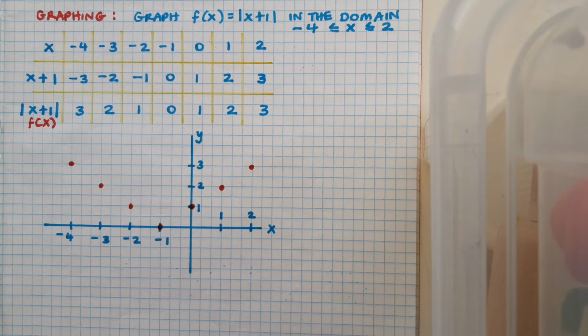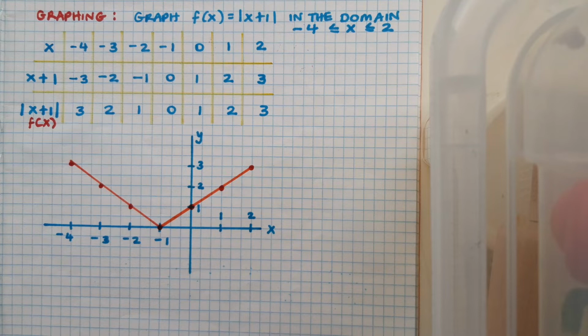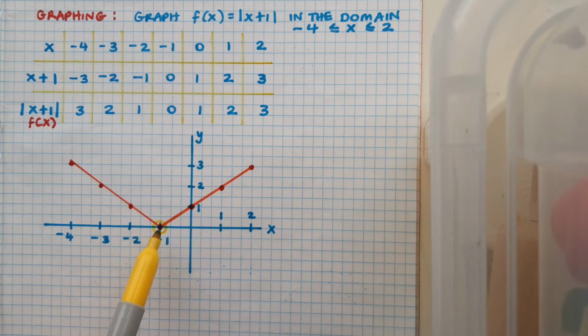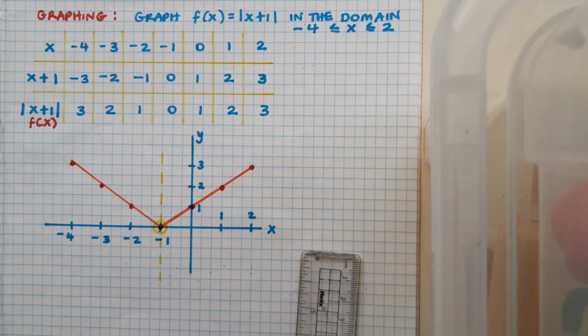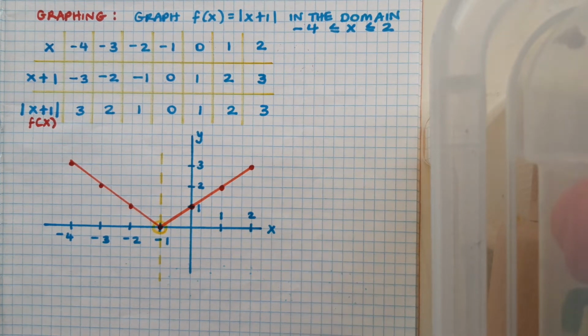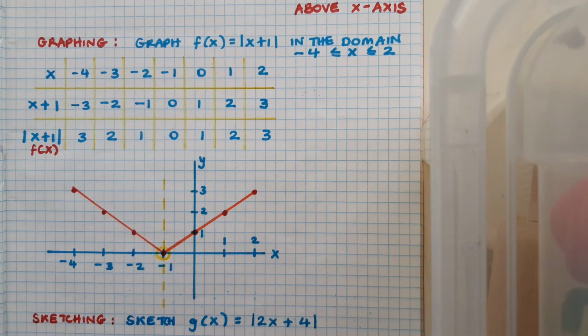Connecting these points gives me my graph of my function f of x equals the absolute value of x plus 1. And we can see that we end up with a V-shaped graph. The graph touches the x-axis, but does not go below it. The graph is also symmetrical, and the line of symmetry is a vertical line through the x-intercept. Speaking of intercepts, the modular function has an x-intercept and a y-intercept, and these can be useful references when sketching a modular function, and we'll look at those in a moment.